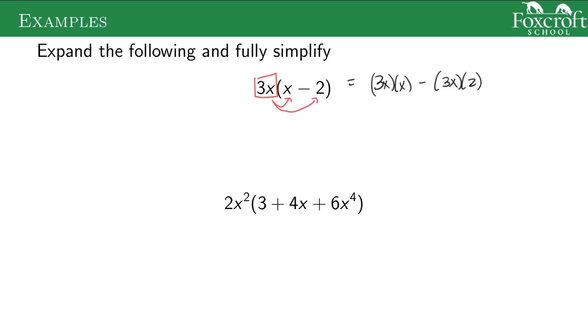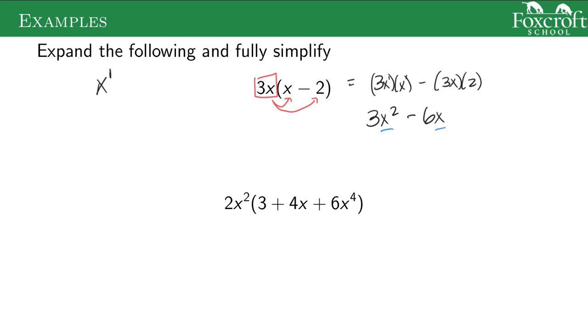3x times x, all right, when there's not an exponent, if it's just an x, that's x to the first. This is x to the first times x to the first is going to give me x squared, because we're adding those exponents, 1 plus 1. And in the back, 3 times 2 is 6. All right, so when you're multiplying, you just kind of multiply the similar stuff together. And then these are not like terms because this one has an x squared and this one only has an x. So we just have to leave this as our final answer.